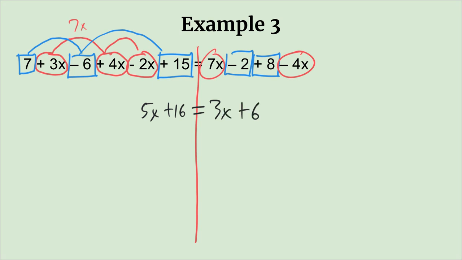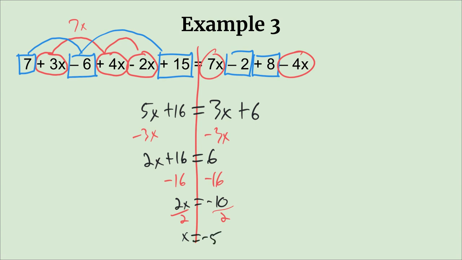Now we're just solving this like we've done in the past. Subtract 3x from both sides. We get 2x plus 16 equals 6. Subtract 16 from both sides. 2x equals negative 10. Divide both sides by 2. X equals negative 5.